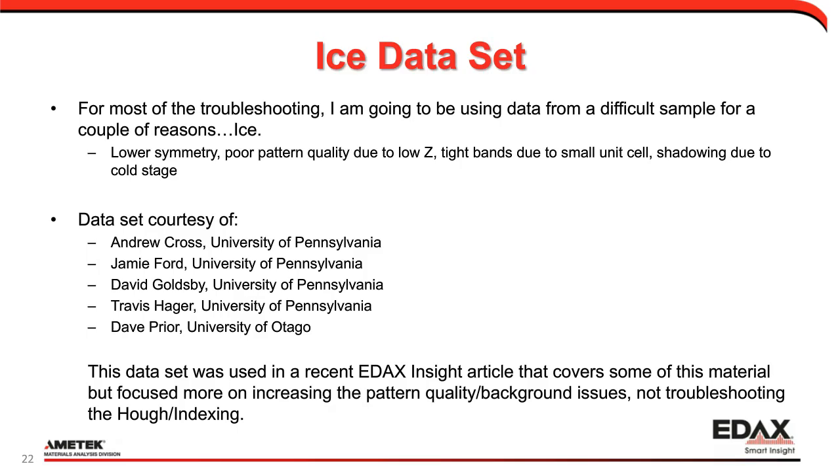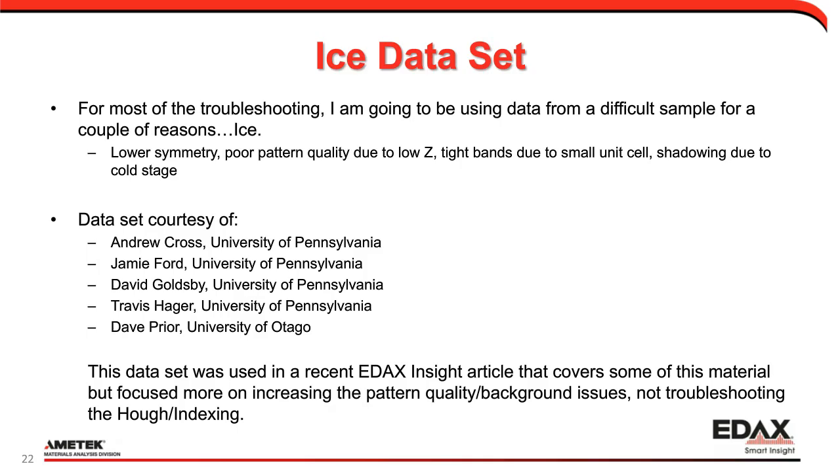You have relatively poor pattern quality due to low Z. It has tight bands because of the small unit cell. And of course, you can have artifacts in the patterns themselves because of the very nature of what you're doing. You can have shadowing due to the setup in the microscope for the cold stage. You can have just surface roughness in general because of what you're doing.